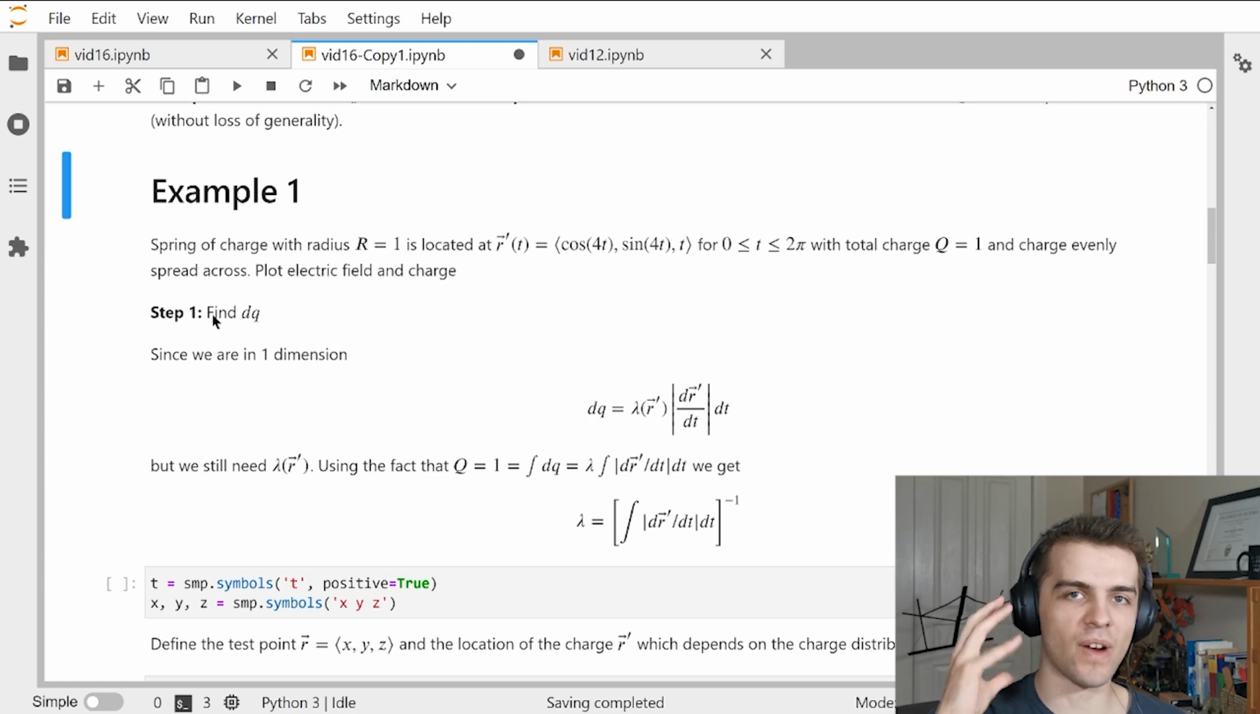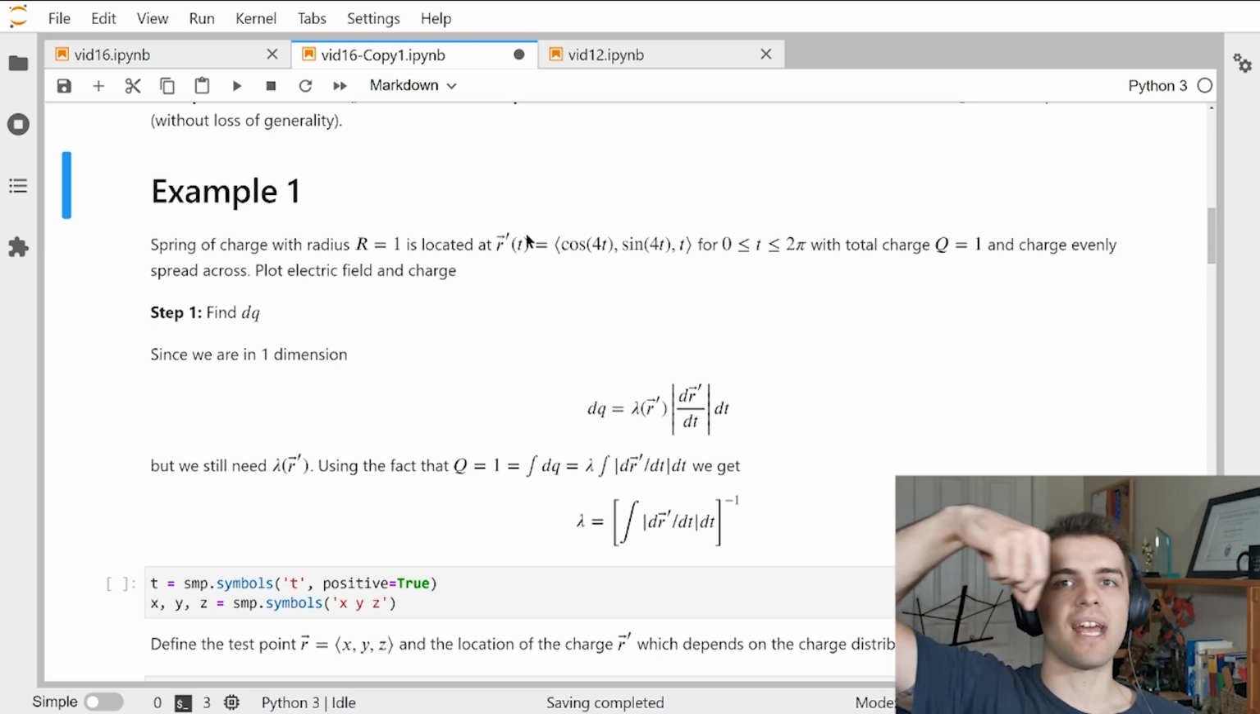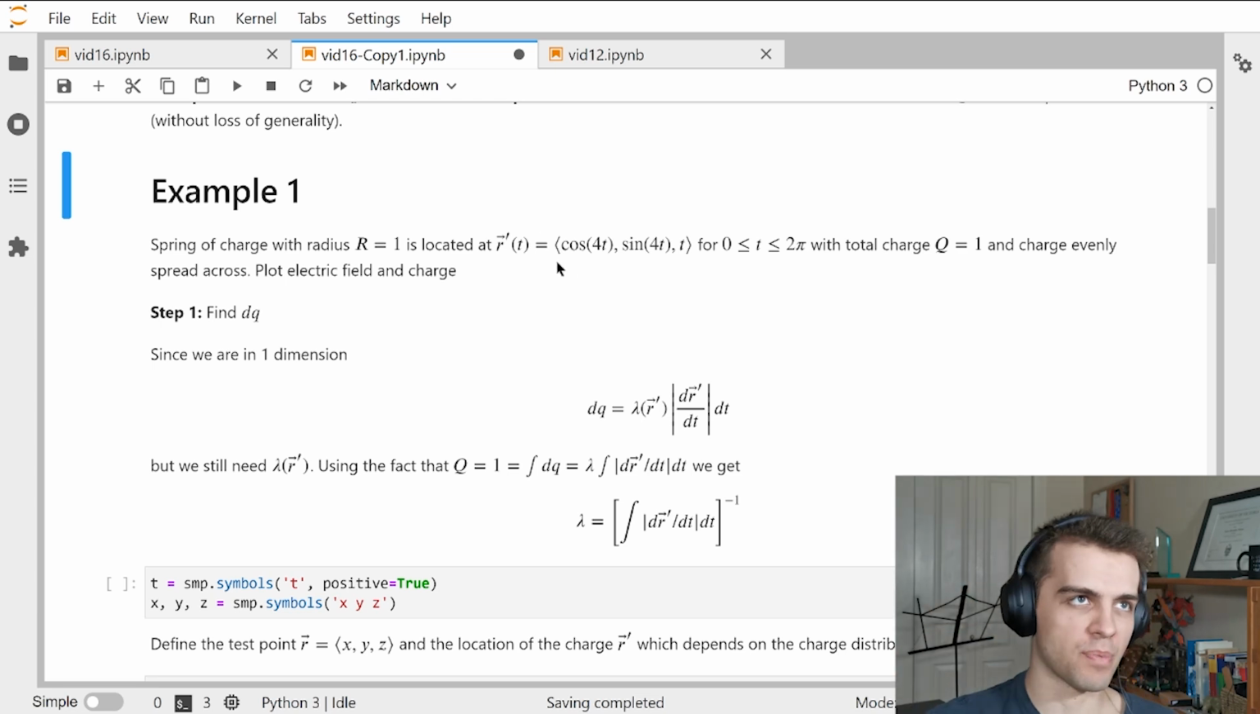Okay, so step 1 is finding dq. That's always the first step in these problems. That's the most difficult one, since it's not really done using a computer. You sort of have to think about it. So since we're in one dimension, I already told you that dq is equal to lambda of r prime, times the magnitude of dr prime/dt, dt. And see how, this is what I mean by r prime being parameterized. I give one variable here, t, and I can plug in any value of t, and it will point to all the different locations on the spring of charge here. So you give me t, I'll give you a location on that spring.